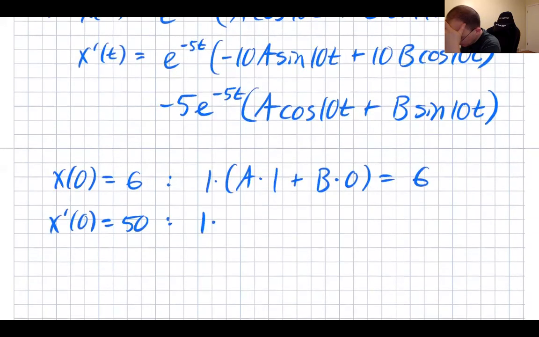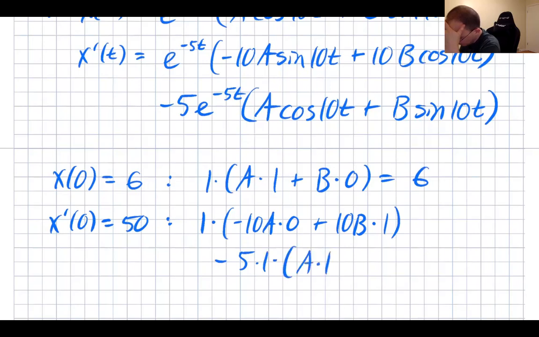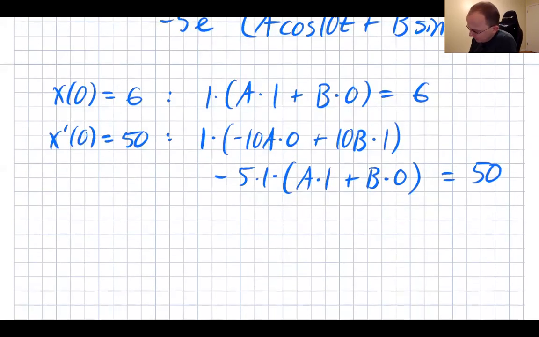We'll get 1 times negative 10a times 0 plus 10b times 1 minus 5 times 1 times a times 1 plus b times 0. And that is equal to 50. Okay, so already we know that a is 6. So that is good from the first equation.